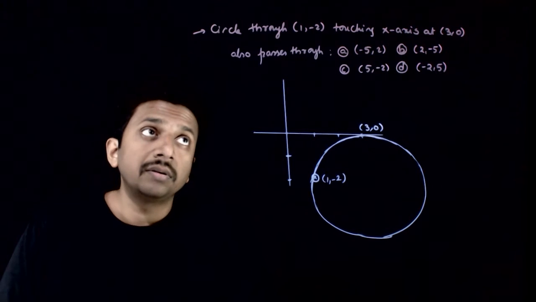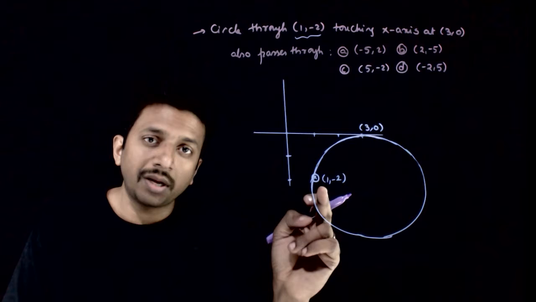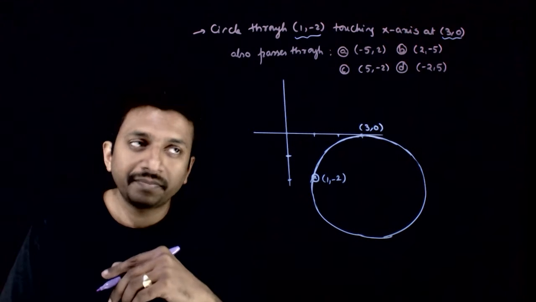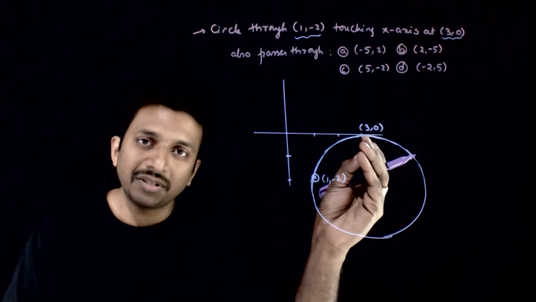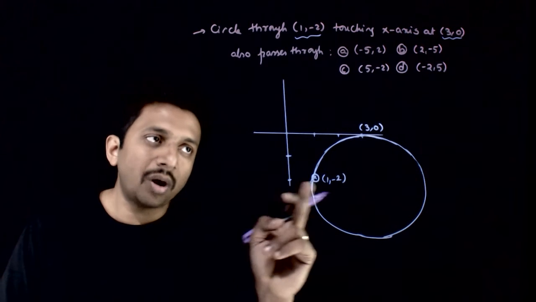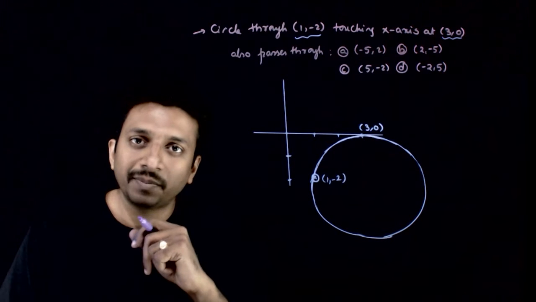So welcome students. In this question you are given that a circle passes through the point (1, -2) and touches the x-axis at the point (3, 0). The circle is touching the x-axis at (3, 0) and is also passing through (1, -2). If that is so, which point will this circle also pass through?